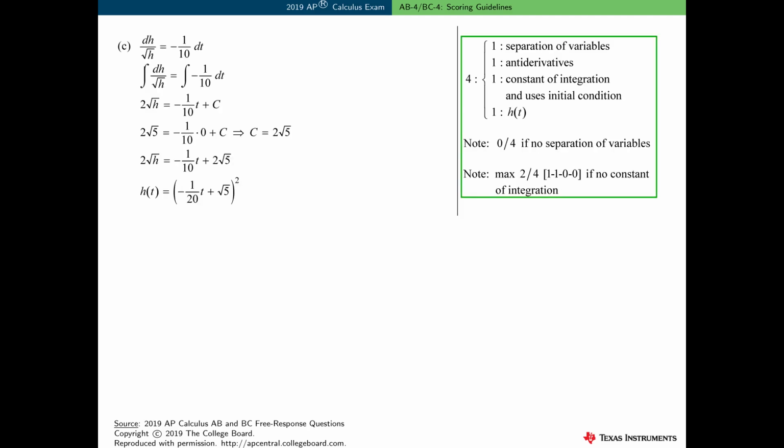Part C was worth 4 points. The first point was for separating the variables. Note that if there is no evidence of any separation of variables, the student earns 0 of 4 points. The second point was earned for 2 correct antiderivatives. The third point was for including a constant of integration in a correct manner and for using the initial condition. Note that if the student does not include a constant of integration, the most they can earn is the first 2 points. And finally, the fourth point was for producing the correct explicit expression for h of t.